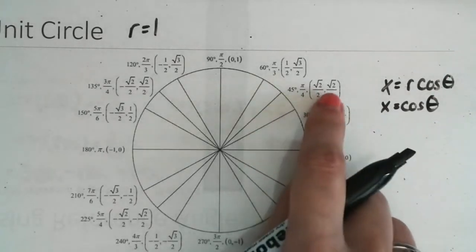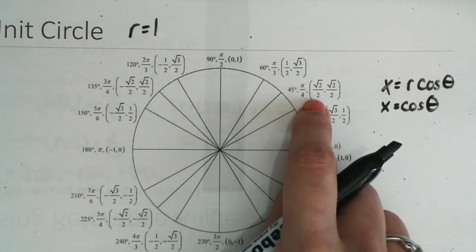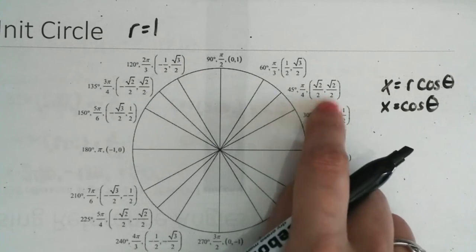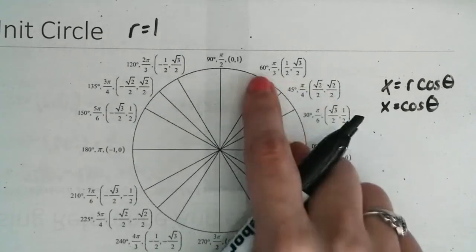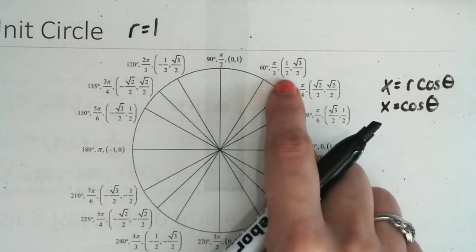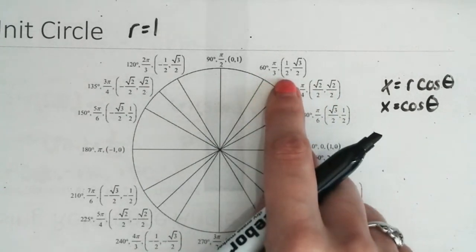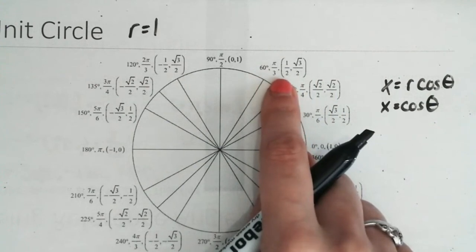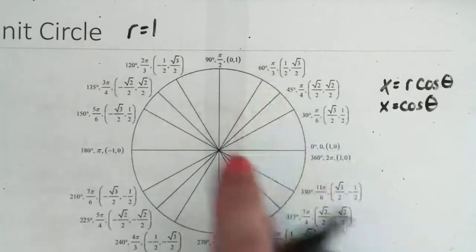45 degrees is pi over 4. The sine is square root of 2 over, sorry, the cosine is square root of 2 over 2. The sine is square root of 2 over 2. 60 degrees, pi over 3. That point is 1/2 comma square root of 3 over 2. The x value, 1/2, is the cosine of this angle.